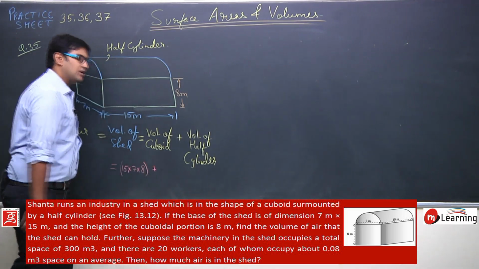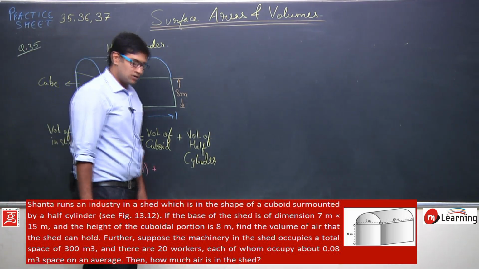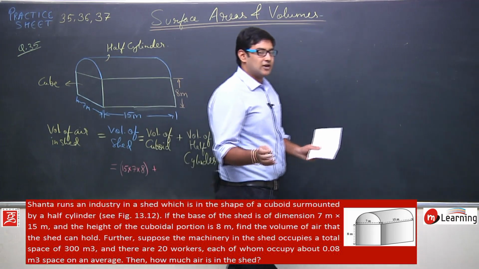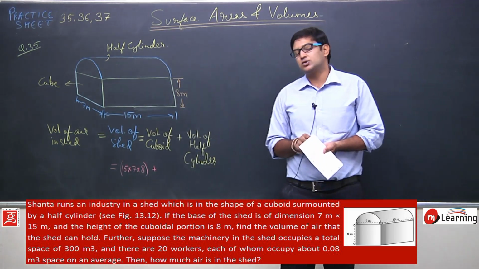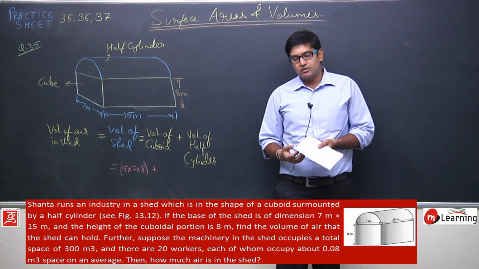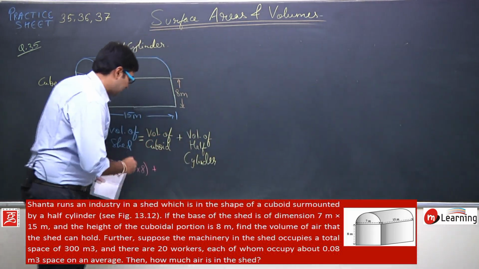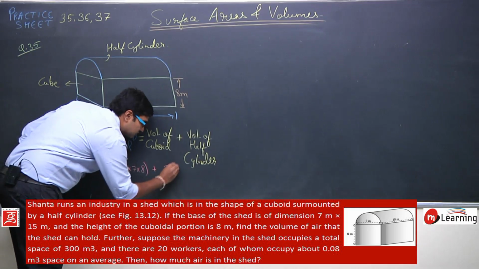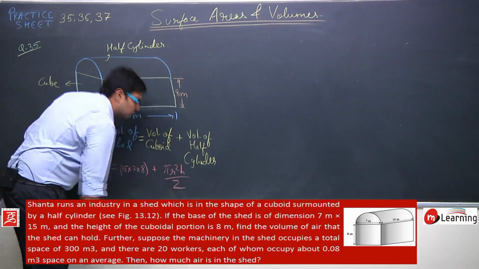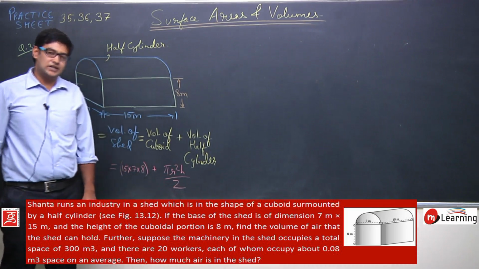Plus, now what is the volume of half cylinder? The volume of a complete cylinder is pi r square h. We know this. So what is the volume of a half cylinder? Volume of a half cylinder is simply pi r square h upon 2. This will be the volume of half cylinder.